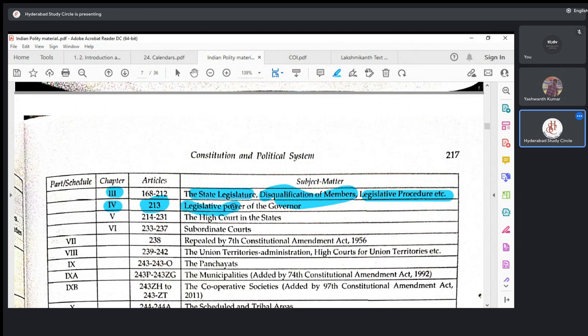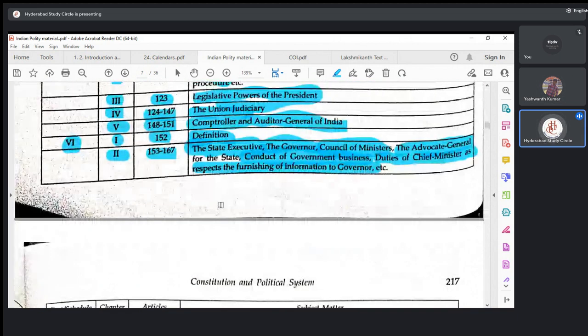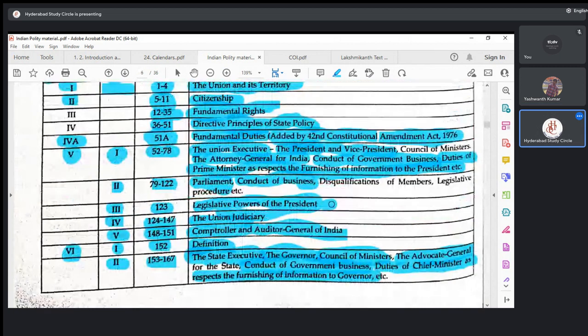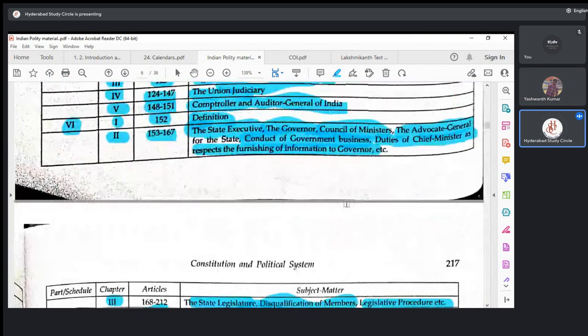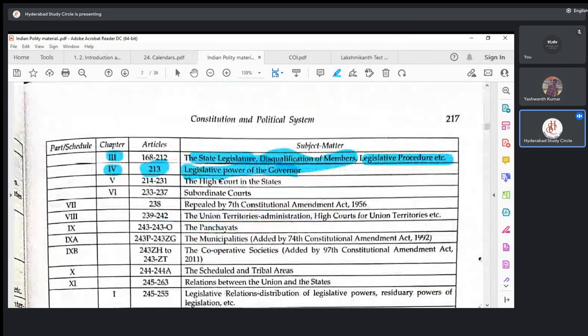Chapter number 4, Article number 213, legislative power of the Governor. What is the legislative power of the President? This is known as ordinance making power, Article number 123. Similarly, this will become the ordinance making power of the Governor, Article 213. Please remember like this: 123, 213.